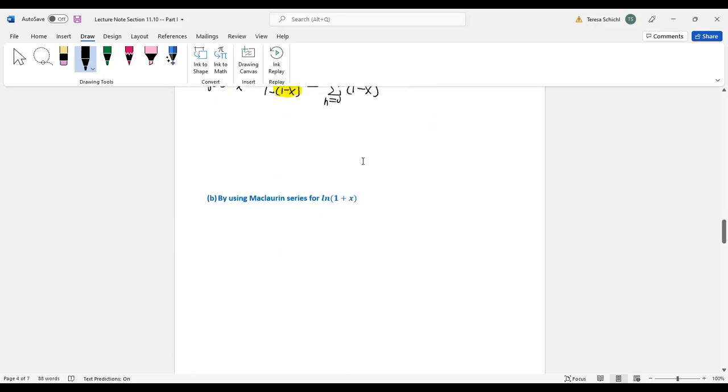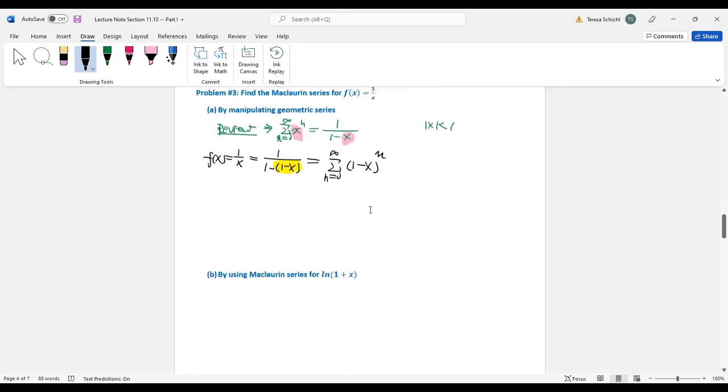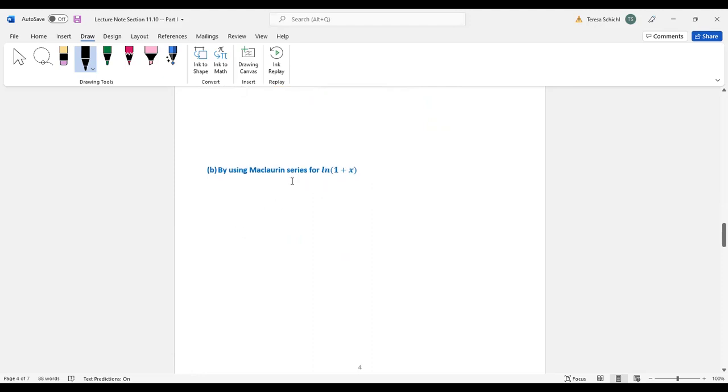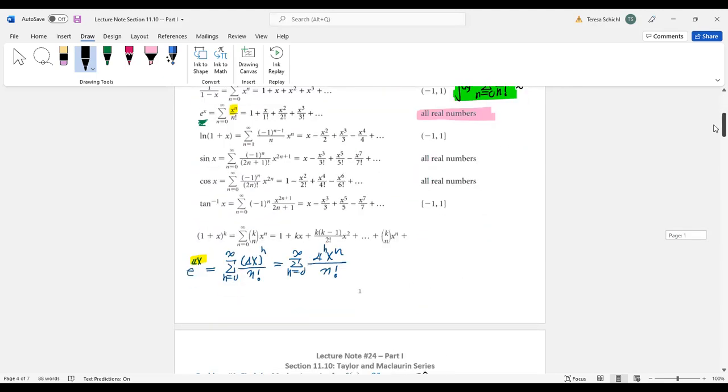So this is how we manipulate the geometric series, because we know the sum of the geometric series. Now let's take a look at the other ways. Like I said, you can find many different ways to do it. For the second part, they say, how about using the Maclaurin series for the natural log of 1 plus x? So let's go back to the table and take a look. What is the Maclaurin series for the natural log of 1 plus x? It's x minus x squared, and so on. It's an alternating series.